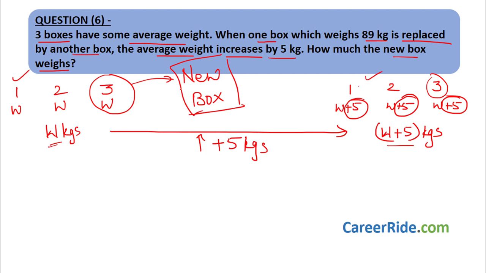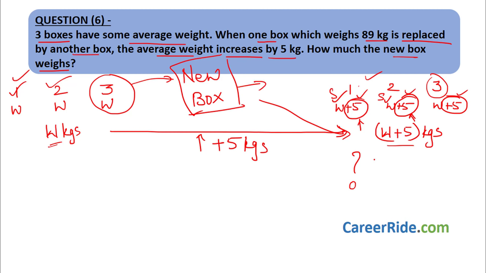Now, this new box makes the average W plus 5. When the average becomes W plus 5, there is an increase of plus 5, plus 5 and plus 5, right? So, initially these two boxes, now in the final stage also these two boxes are the same. So, their weights have to remain the same. So, this remains the same, right? Same, same. What changes? So, this increase which is there, plus 5, plus 5, who will compensate for that increase? This is nothing but the new box.